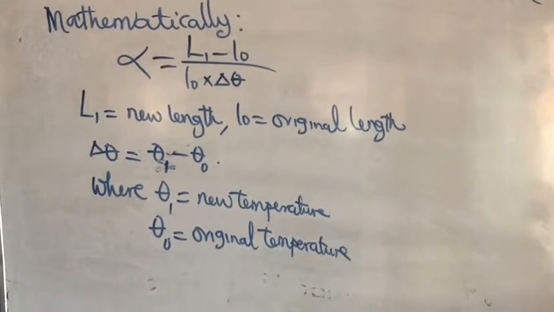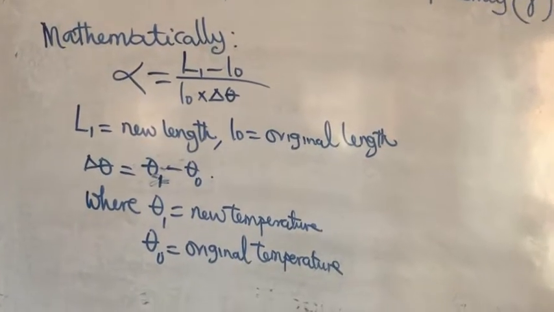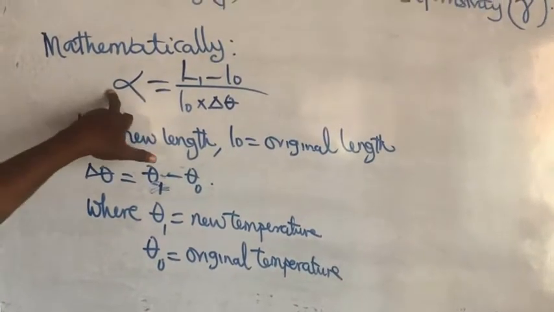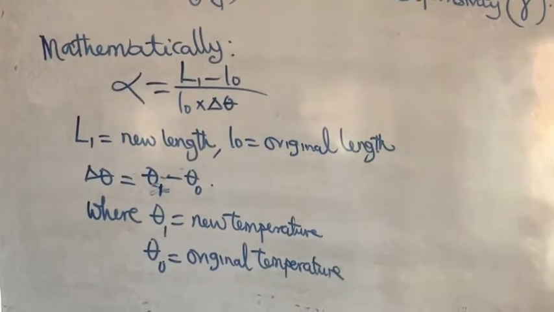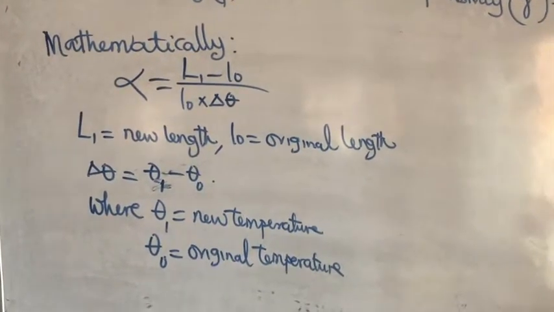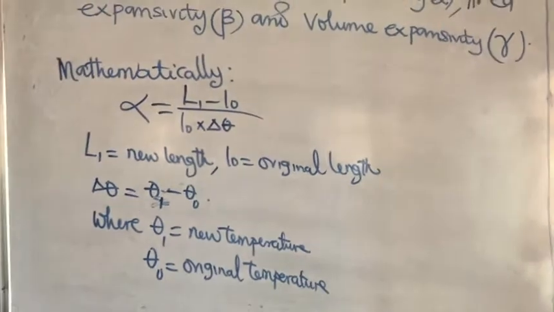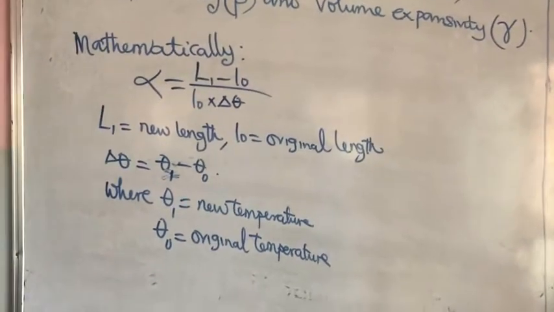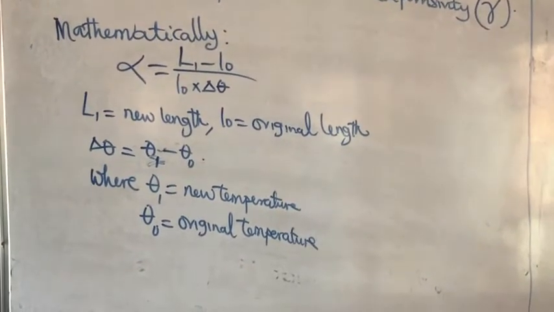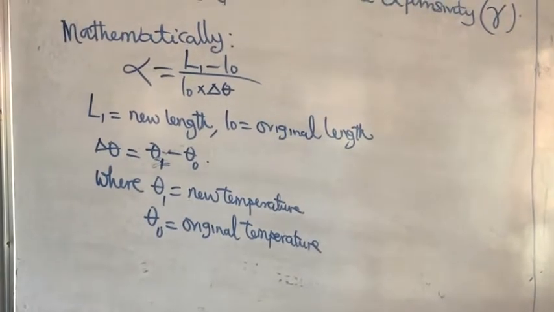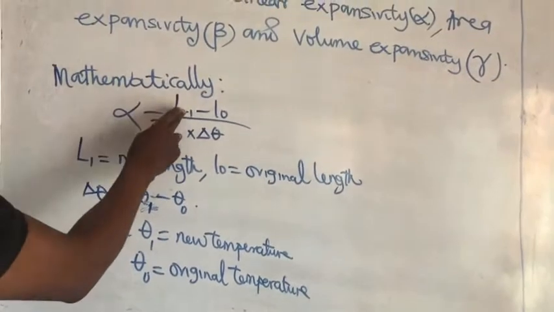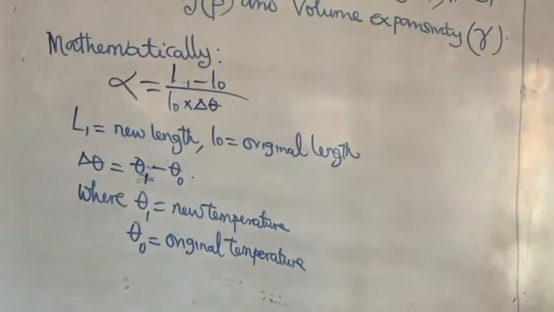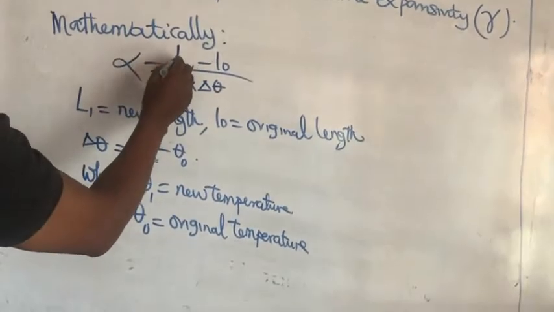So understand the formula we use. This is the formula for finding linear expansivity of a given object. Now we are so concerned about the change in length. Let's make our change in length the subject of the formula.